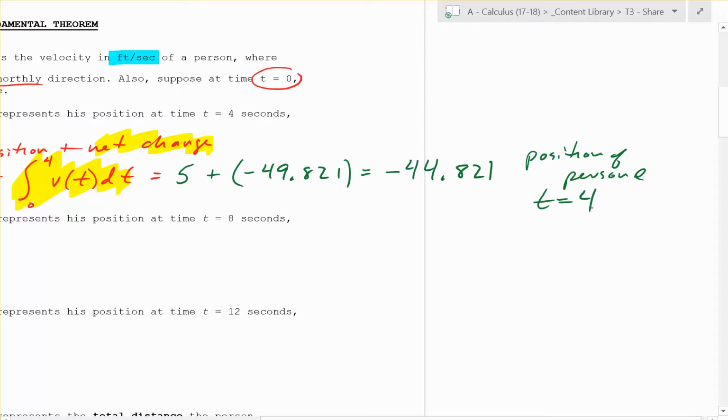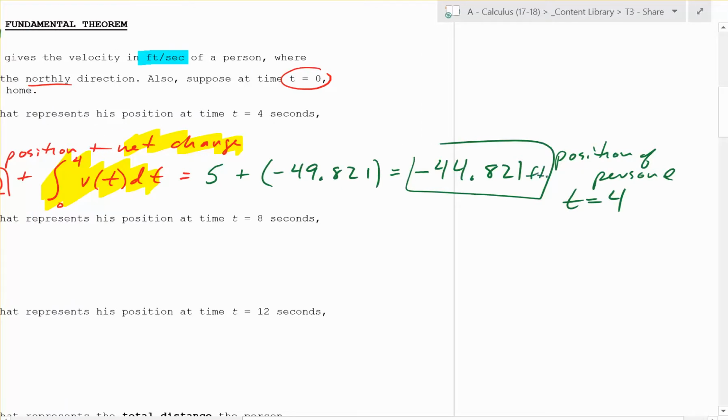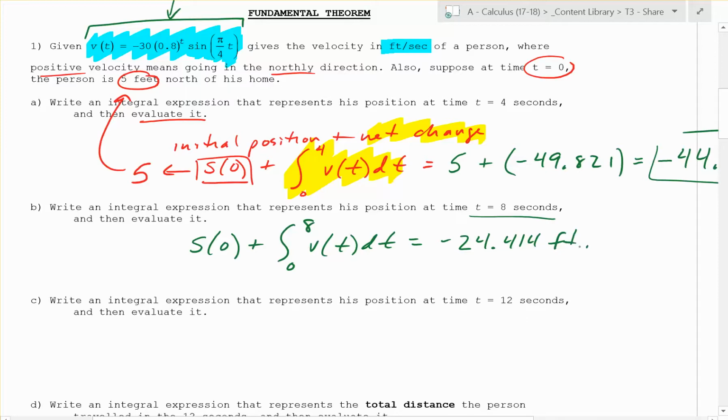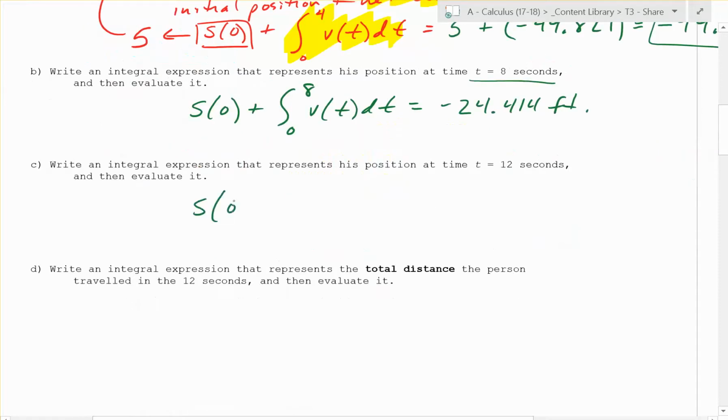So in practical terms, it means 44.821 feet south, because positive is north. Now we're going to write an integral expression that represents his position at 8 seconds, and we can evaluate it. That's going to be very similar: s of 0 plus the integral from 0 to 8 of v of t dt. We can evaluate that, and end up with negative 24.414 feet. So what about at time equals 12? Well, it's very similar: s of 0 plus, again, 0 to 12 this time, v of t dt equals.